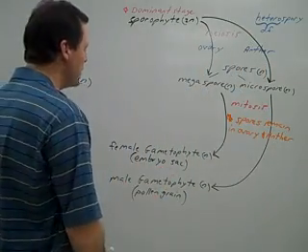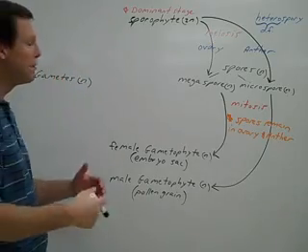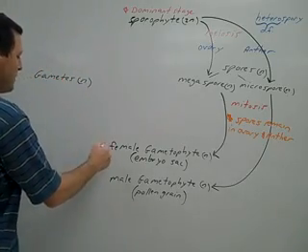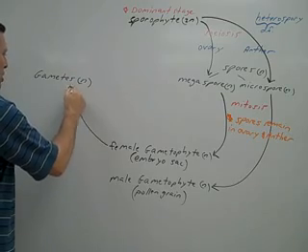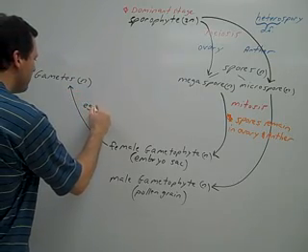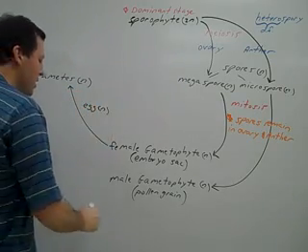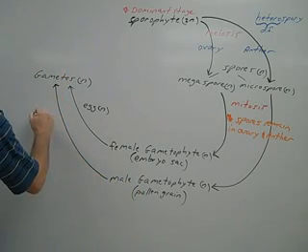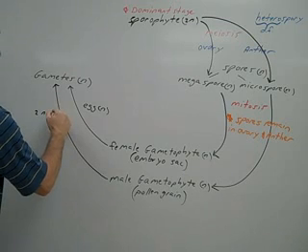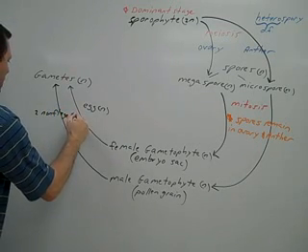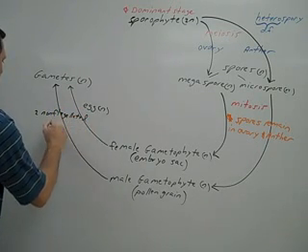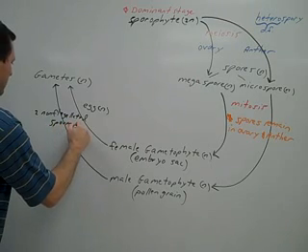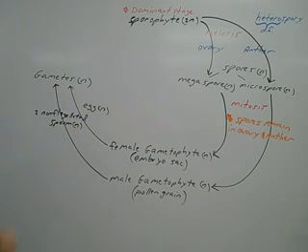Now we're at the gametophyte stage, and the gametophytes are going to produce the gametes. So the female gametophyte is going to produce an egg, which is haploid, and the male gametophyte is going to produce two non-flagellated sperm, both of which are going to be haploid.